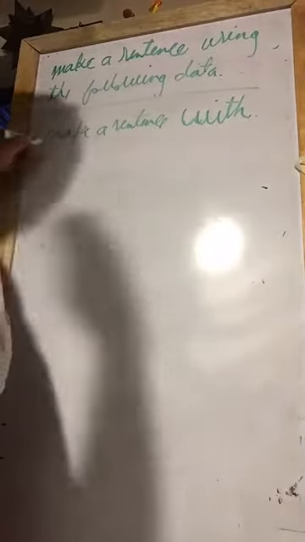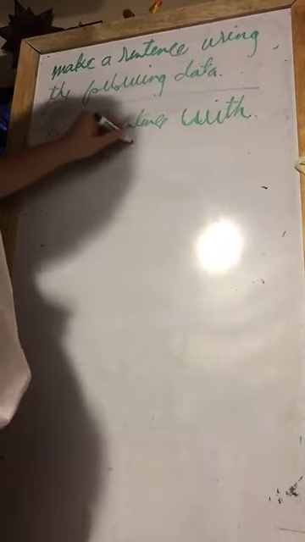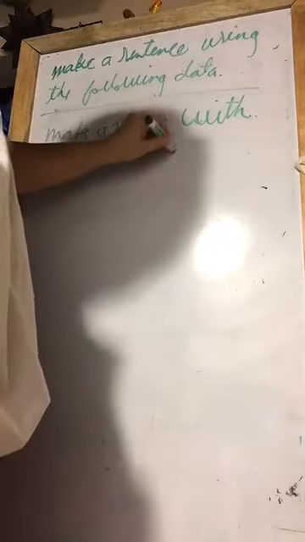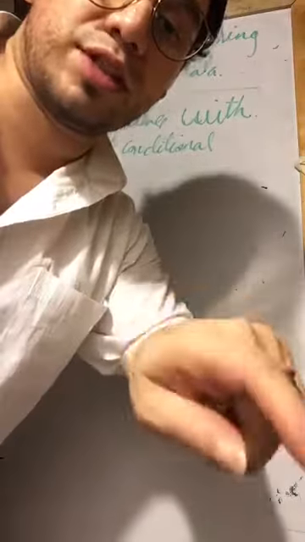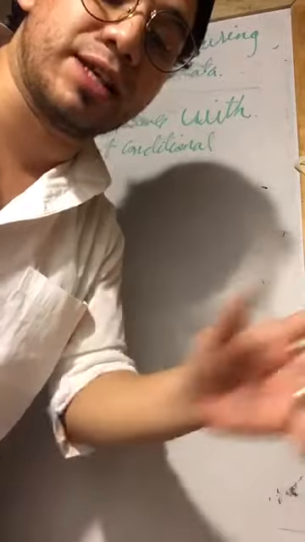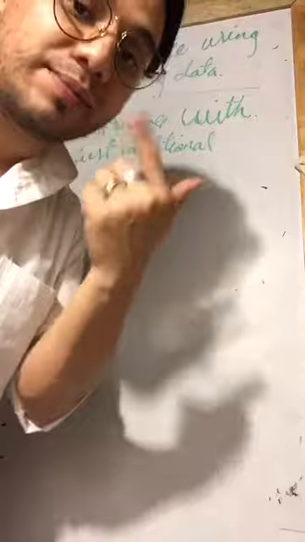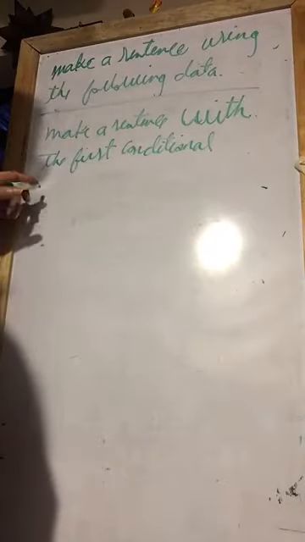Make a sentence with the first conditional. Remember that if you struggle listening to what I say, you can always go to the subtitle area, CC, closed caption, and put subtitles in it so you can see what I'm saying. The first conditional with.